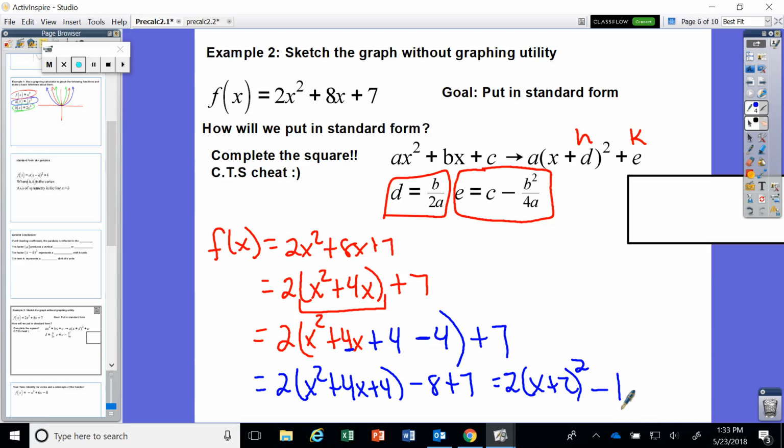Again, the goal of this is so I can easily identify what my actual vertex is going to be. And remember, inside the function, it's the opposite of what you see, and for the y coordinate, it's exactly what you see. So my h, k, my vertex, can be found at negative 2 and negative 1. So 1, 2, 1, bring it on down here. It does have a somewhat steep shape to it, so I'm just going to do a quick sketch and we get the idea of where it is.